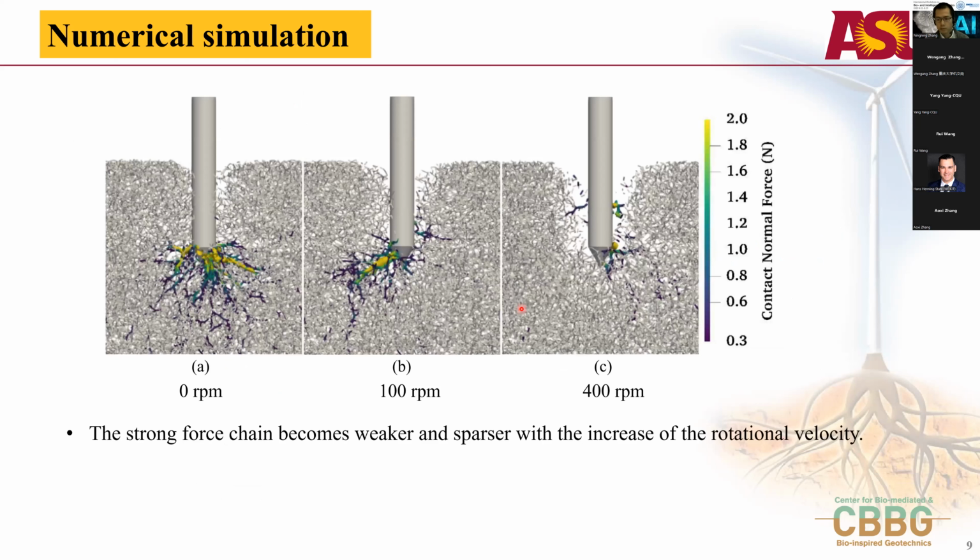A previous study hypothesized that the reduction of the penetration resistance is because the rearrangement of the particles around the intruder will influence the force chain network. So we plot the force chain network for the control case, 100 RPM case, and 400 RPM case. We can see that the strong force chain around the cone becomes weaker and sparser with the increase of the rotational velocity. Which means we testify the hypothesis.